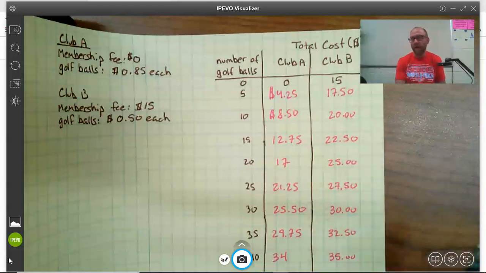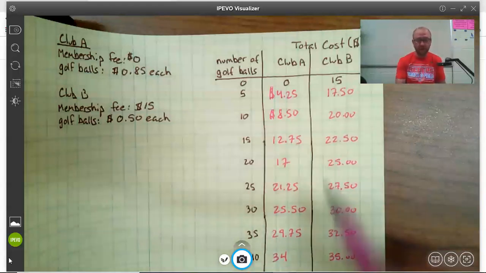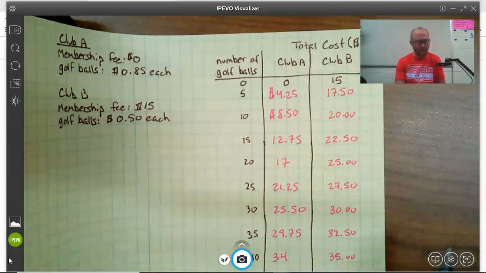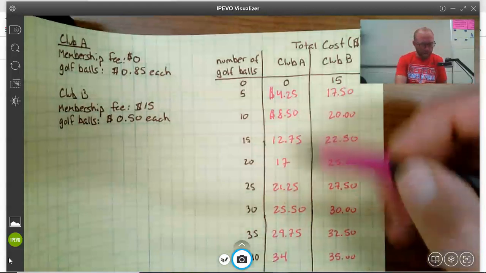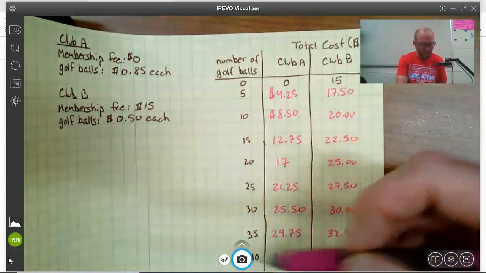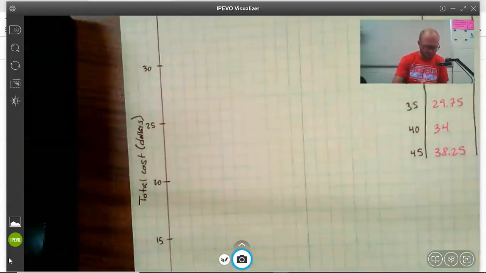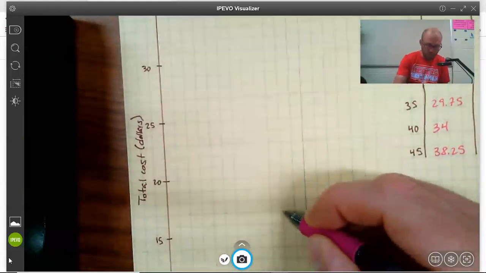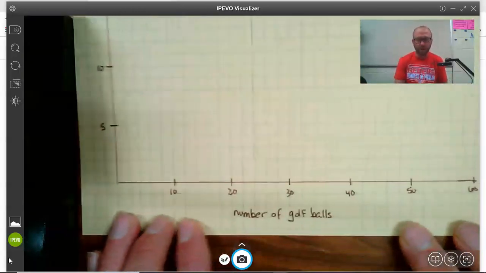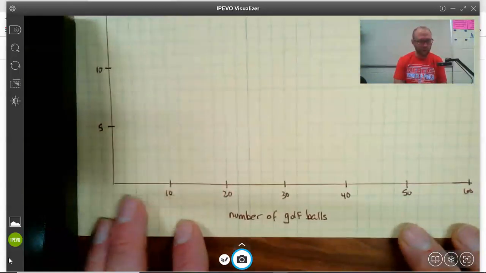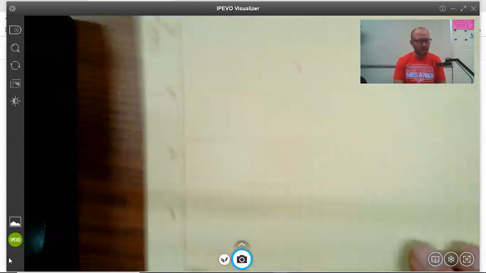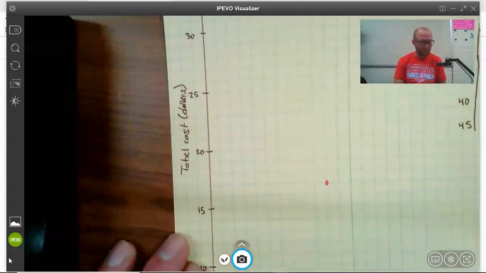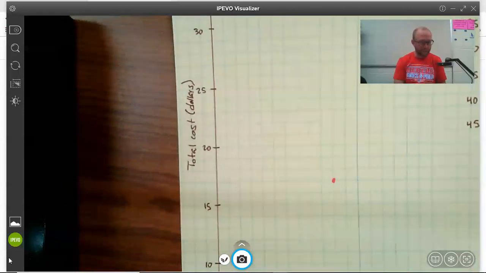So now let's go ahead and graph these two, just to see what that looks like. You got an idea from the table what the different costs are, but let's look at it as a graph. Now I'm going to plot our whole number points. Just to show you, I did number of golf balls across the bottom. I'm going up by 2 golf balls per line. And then over here, I'm going up by 5, so it's $1 per line. And that should be plenty to fit on your paper.